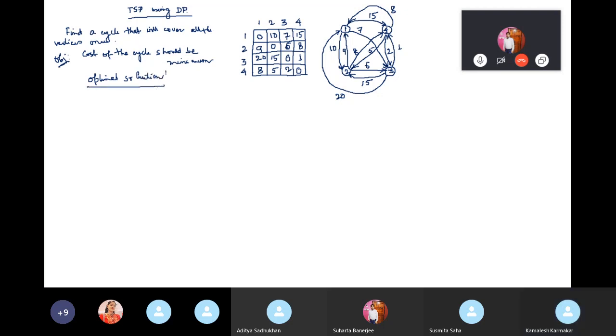So now let us try with this example. Okay, just wait for a minute.